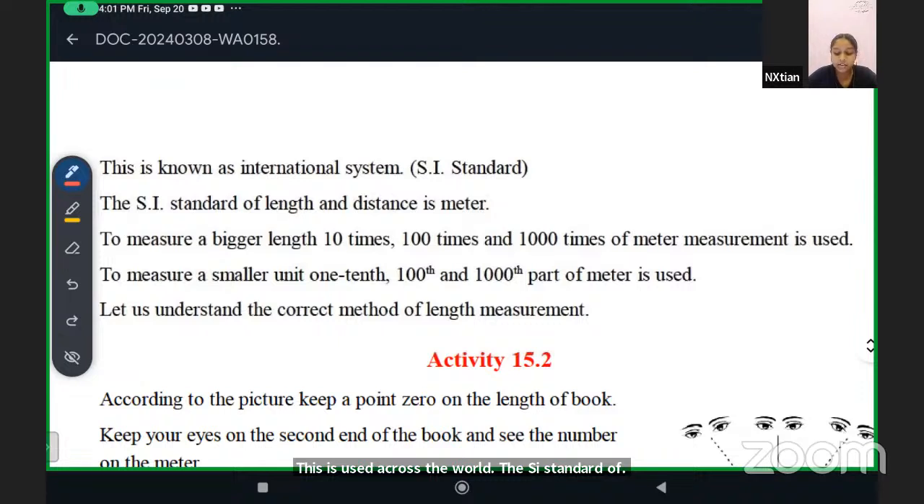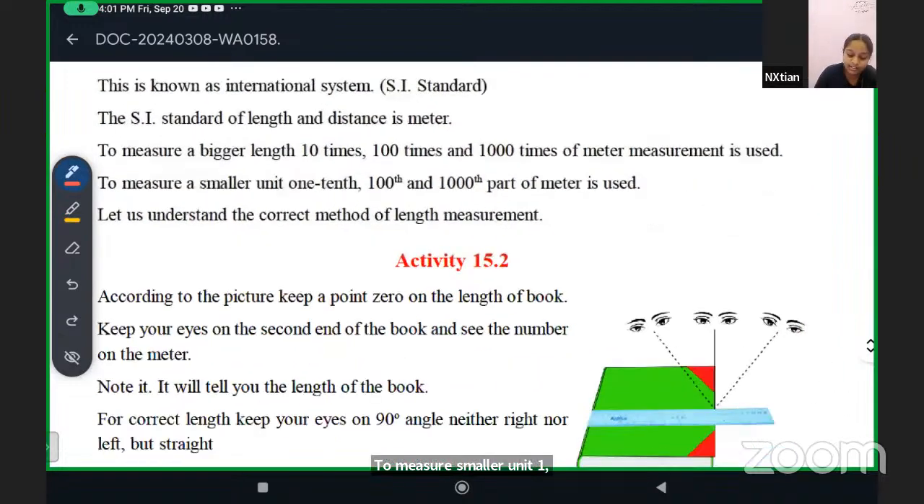To measure a bigger length, 10 times, 100 times, and 1000 times the meter is used. To measure a smaller unit, 1/10th, 1/100th, and 1/1000th part of a meter is used. So let's understand it.